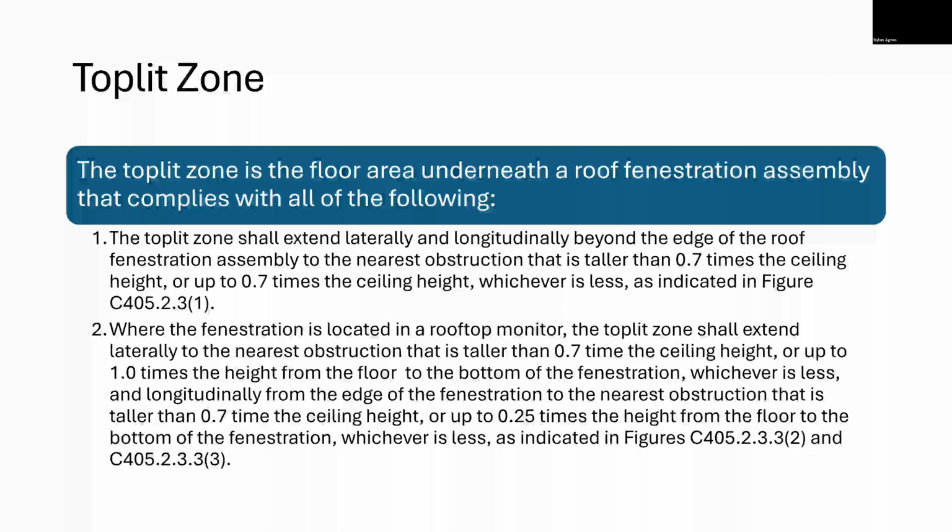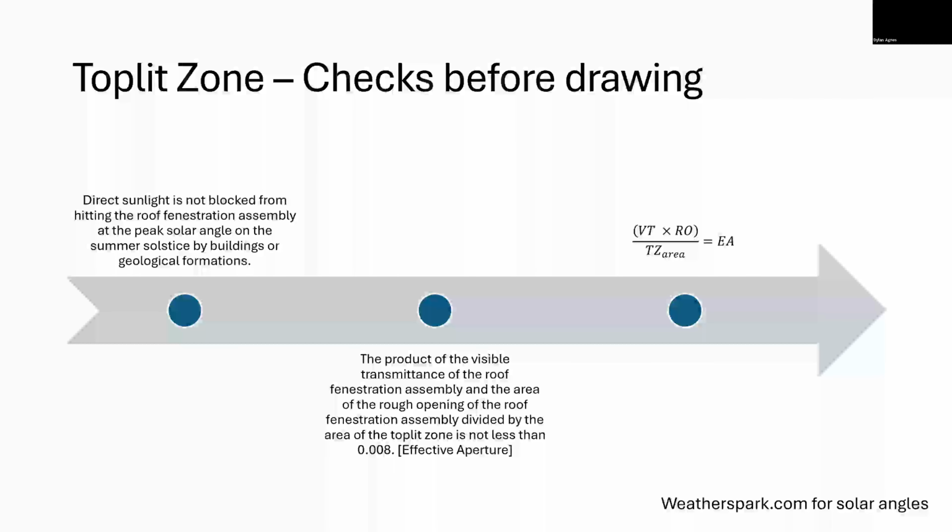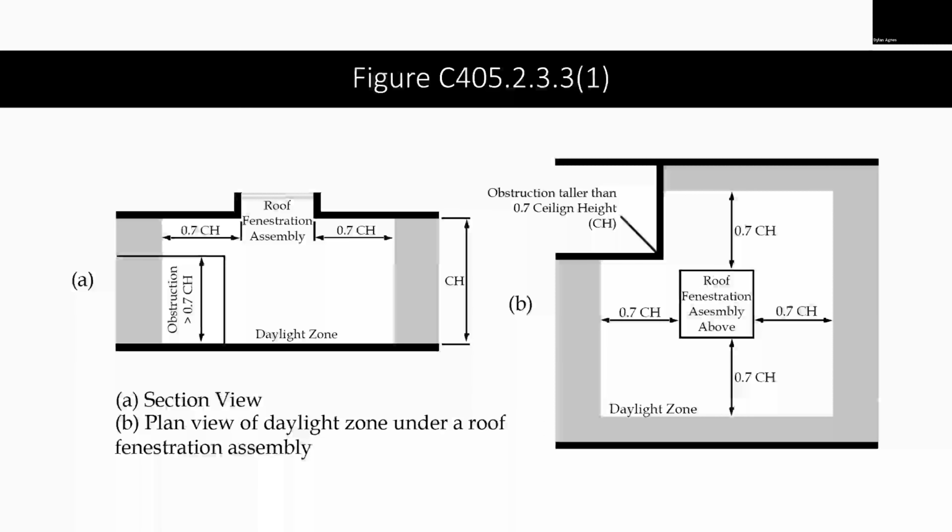Okay, so top-lit zones, this is basically how you draw it, but I like to give the visual example. There's two versions of a top-lit zone, something called a roof fenestration assembly. Why it's called that and not a skylight, I have no idea. Literally, there's dozens of sections of the code that call out skylights by name and tell you how to treat them and whatnot, but for some reason, not in the daylight section.